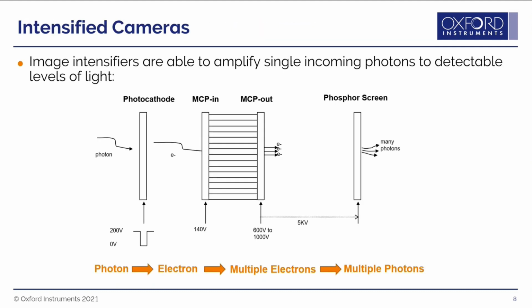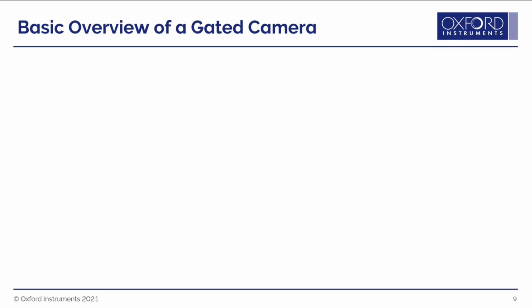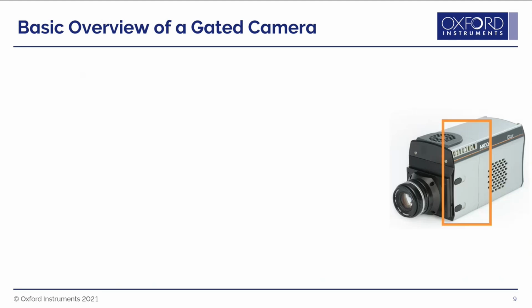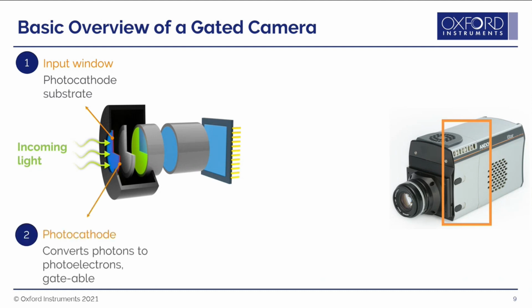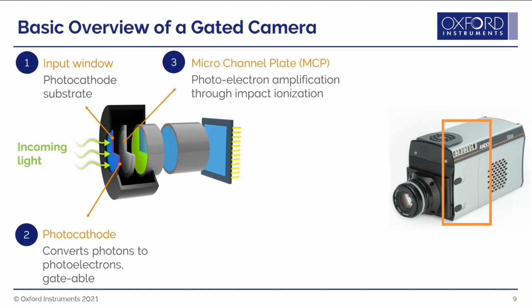Well, it's a little bit more complicated than that because there are many components that make up a gated camera. If we were to take the front end of one apart, we've got several main components and considerations. Firstly, the input window, which can be the ultimate limiting factor on the detectable wavelength to some degree, and upon that, the photocathode substrate is laid. We then have the photocathode material itself, which converts incoming photons into photoelectrons. This is also a gateable structure, so you can effectively open and close it using an electronic signal. I'll talk a little bit more about that in a minute.